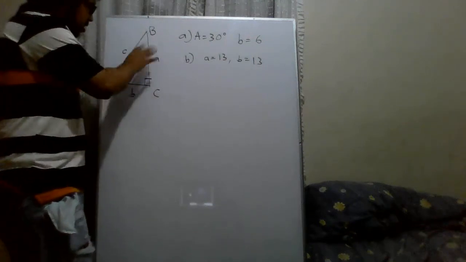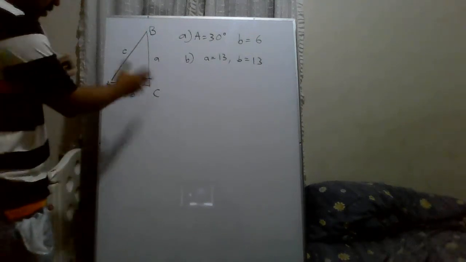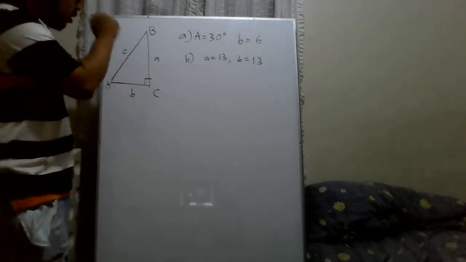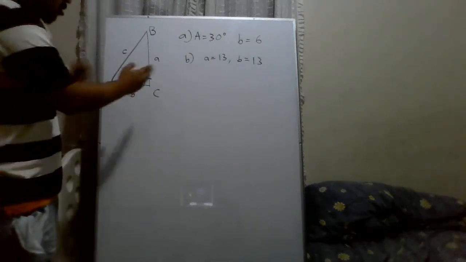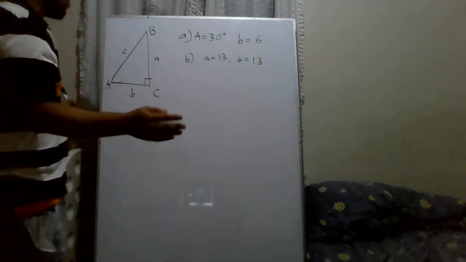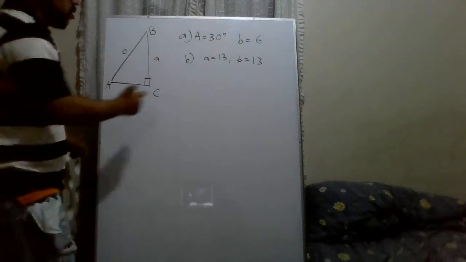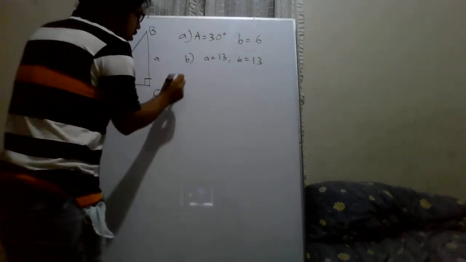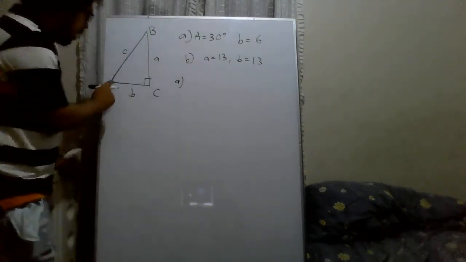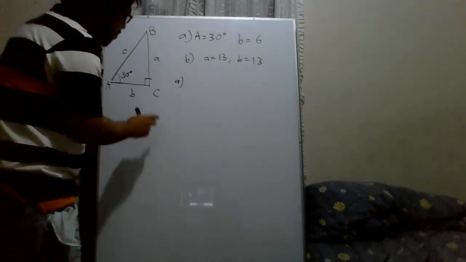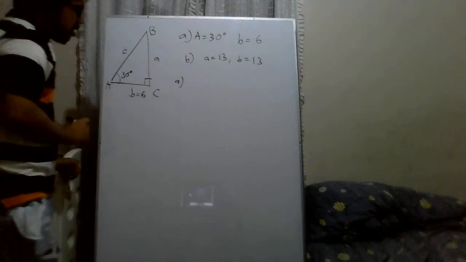You have a right triangle, in the configuration shown in the picture, and two options, option A and option B, giving you information about the right triangle, and you have to find all the missing information. Okay, so in option A, you already know that the angle with vertex A is 30 degrees, so you can mark it here, 30 degrees, and the side B is equal to 6, so you can put it here.